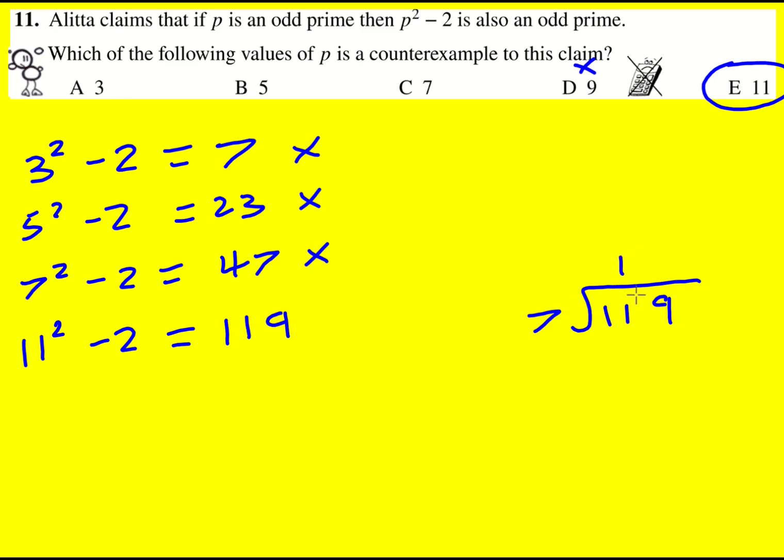7 into 11 goes 1, remainder 4. Aha, it is 7 times 17. That is our counterexample to Alita's claim. 11 does not fit this statement.